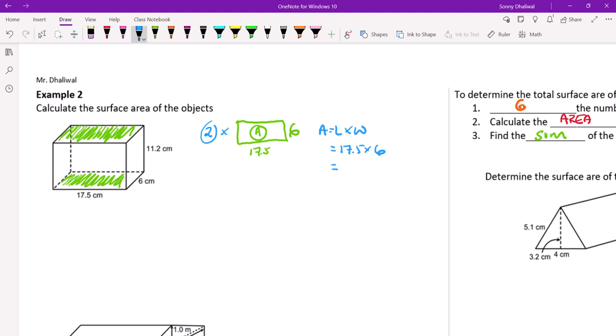What number is that? 105. Okay, so now. After we're done our notes. There are 2 of these, so we need to double this. So that's the area just for the top. For the top and the bottom, we're going to times this by 2. So double that is 210 centimeters squared. Okay. So that's A done.